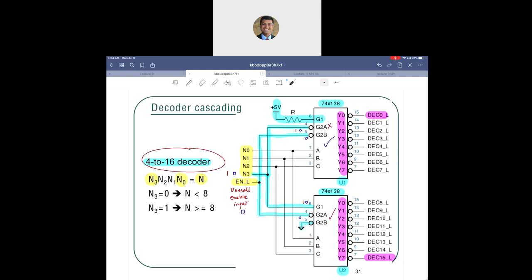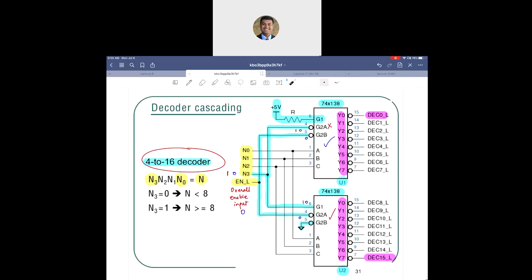So by having some inputs at active low and some inputs at active high, that is how we are able to cascade decoders, right? That is the reason why we have more than one enable. All right, I hope that answered your question.